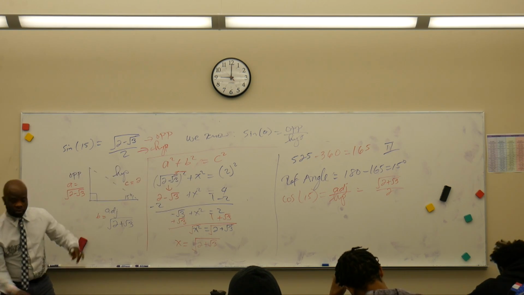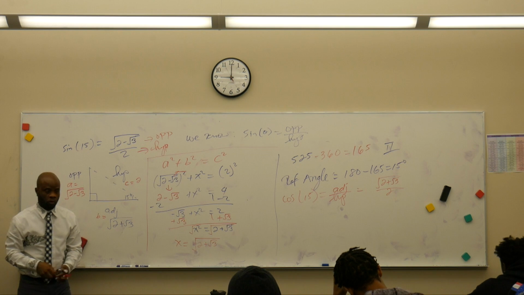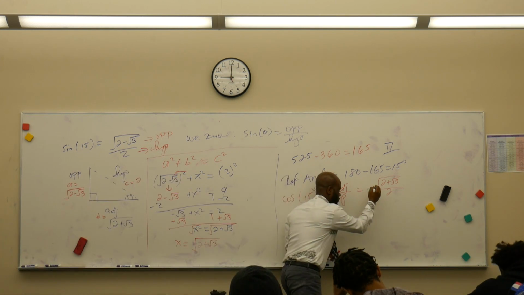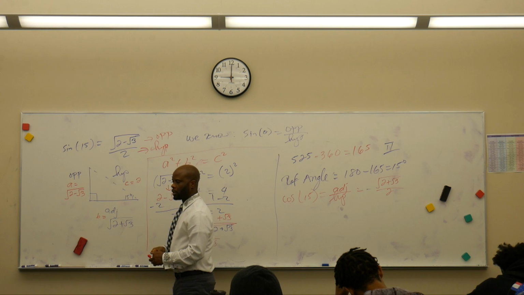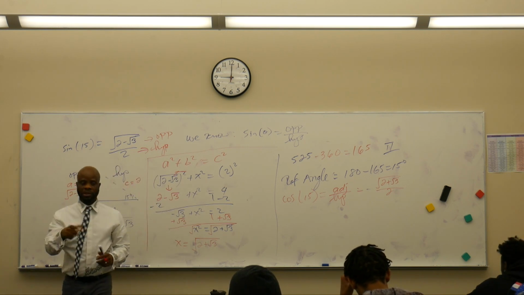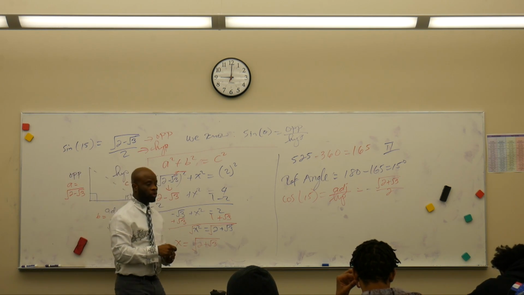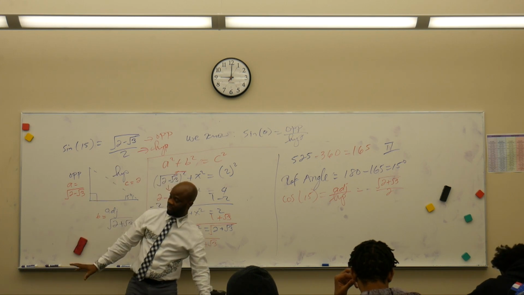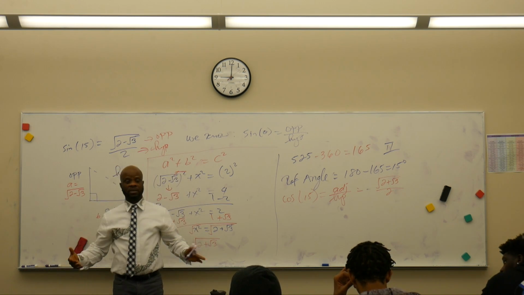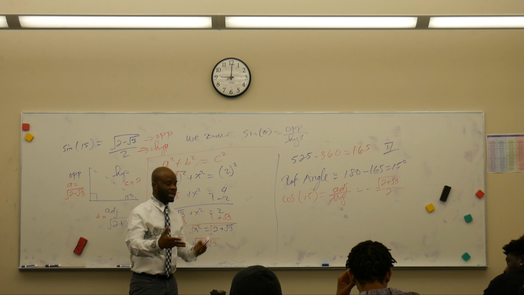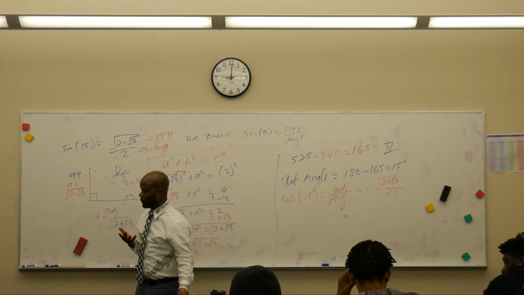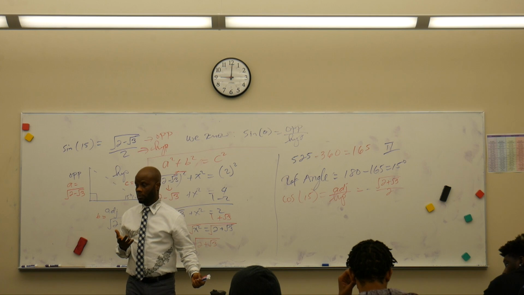But we're in quadrant 2, so cosine should be negative. And if you remember from the last time we did page 28, we said all we're doing now is we copy and paste everything, except now we're just changing the sign from positive, negative, negative, positive, based on what quadrant we're in. You see that?